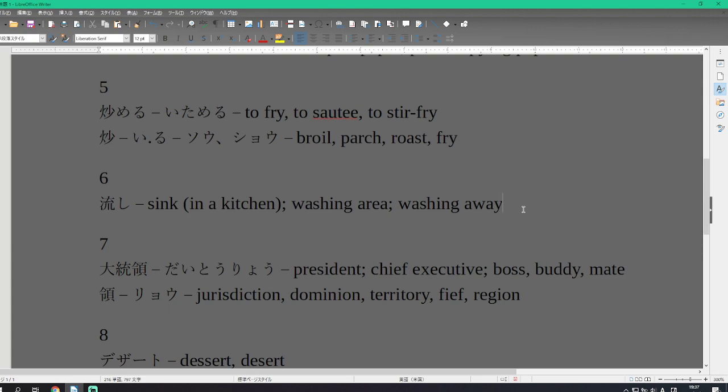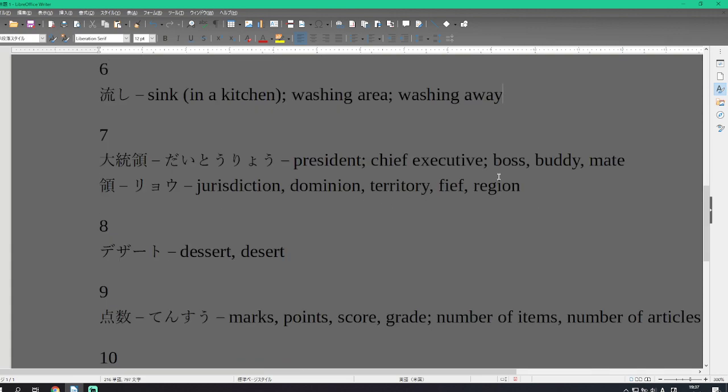Number 7 is daitoryou, a president, chief executive, or if you're referring to your friends, it's like a buddy. Dai on the left side just means big. To in the center is overall relationship, ruling, or governing. You'll know it from its other word, dento, a tradition of rule, the passed down rule. And ryo on the right side is our new kanji, meaning jurisdiction, dominion, territory, fief, or region.